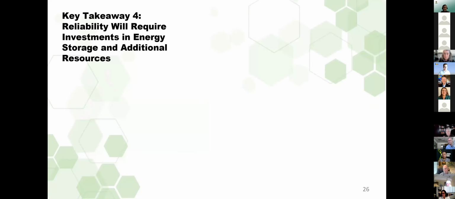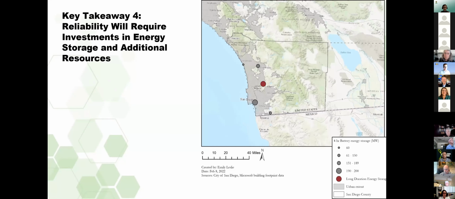The fourth takeaway is that approaching a 100% decarbonized energy system that also meets societal expectations and regulatory standards for reliability will require significant but uncertain investments in a suite of additional resources, including excess, intermittent, and flexible generation, storage, and demand-side management.